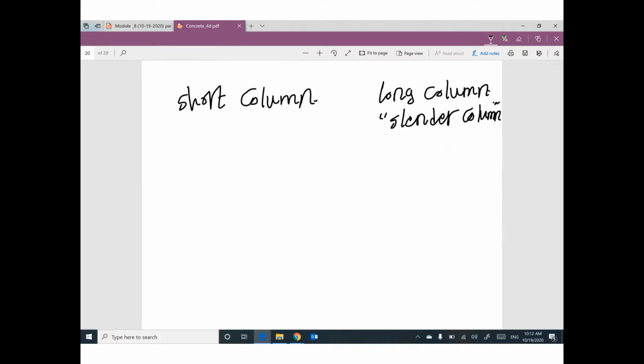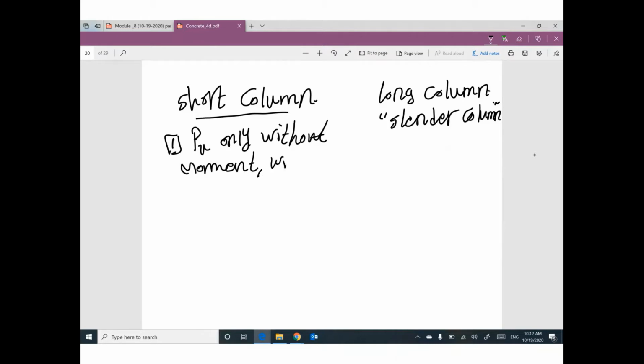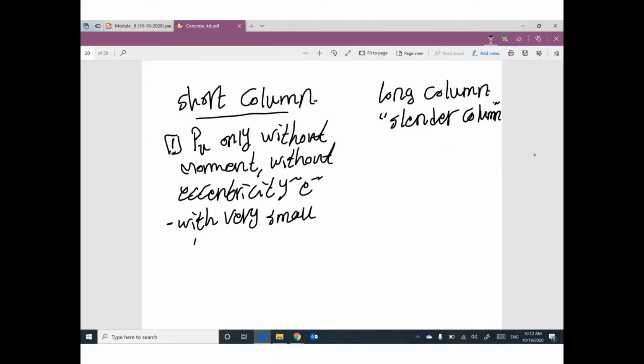Short column, first case: we have only P ultimate, without moment, or with or without eccentricity, E, or with very small eccentricity that can be neglected.